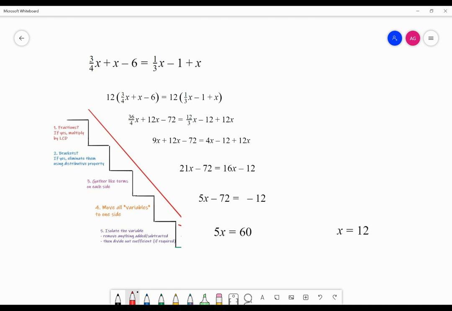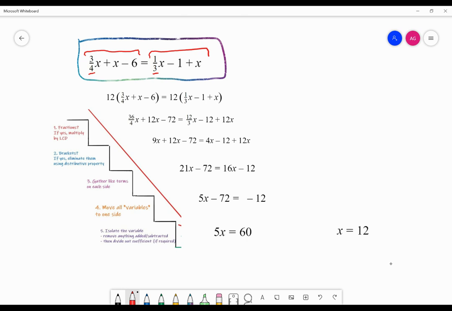So if we look at the very top here, this is our equation that we're starting with. If we look at that equation, and then we look at our first step of our staircase, it's fractions. Yes, we have fractions, so we need to multiply by the lowest common denominator. The lowest common denominator of 3 over 4 and 1 over 3 is 12. So we don't just multiply the fraction by 12, we have to multiply the whole side of the equation by 12 on each side. So that's what you'll see happen here.